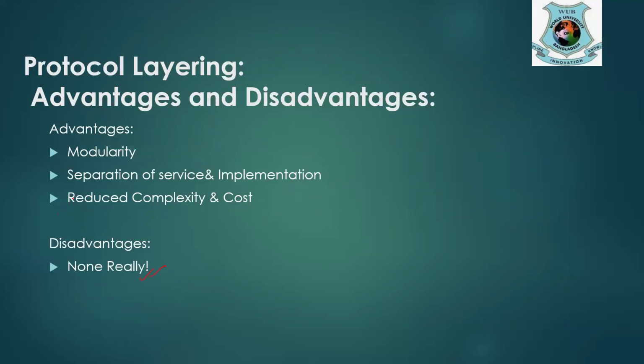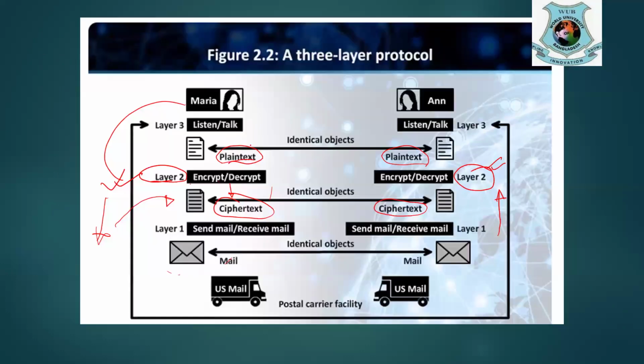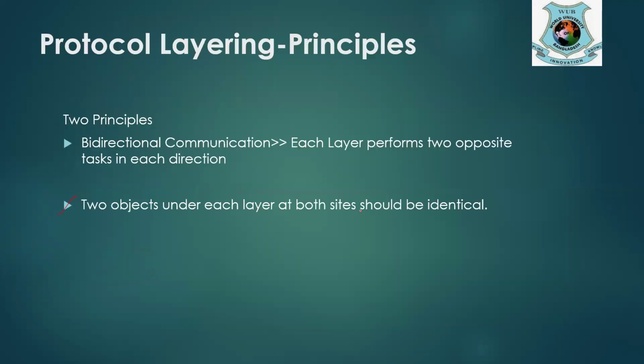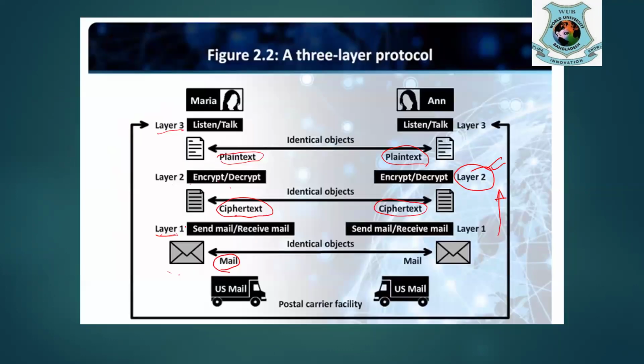It means, what are the objects? Like in each layer, we have different objects. Like in layer 3, we have plain text. In layer 2, we have ciphertext. In layer 1, we have the mail. So, two objects under each layer at both sides should be identical. It means in both layer 1s, these two objects should be identical. Identical means they should be the same.